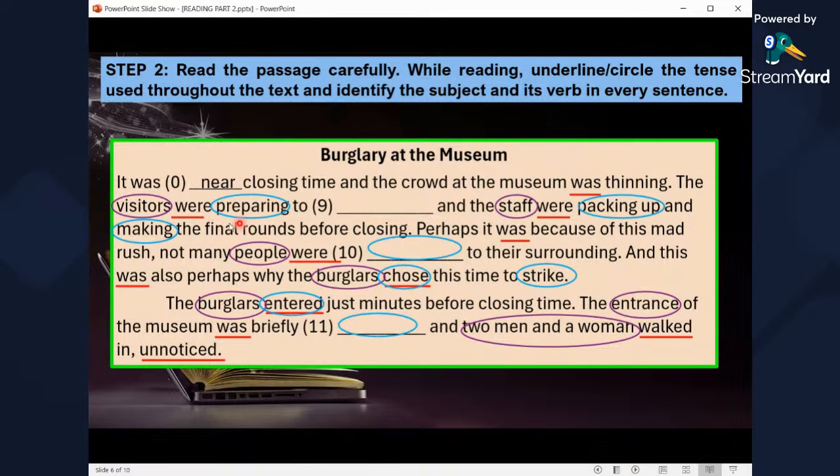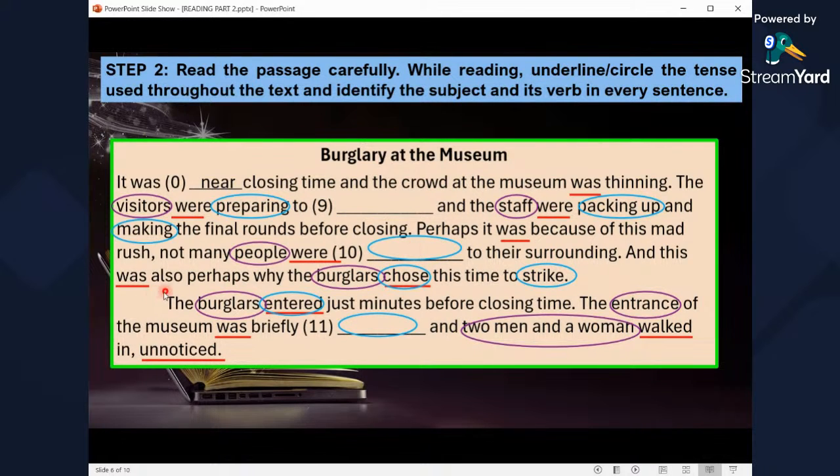You see, when you do that, you know what is missing. Many people were preparing, staff were packing, were what to their surrounding. So you know it will be a verb. That's what I'm trying to explain. You know what is missing. A verb here is missing.